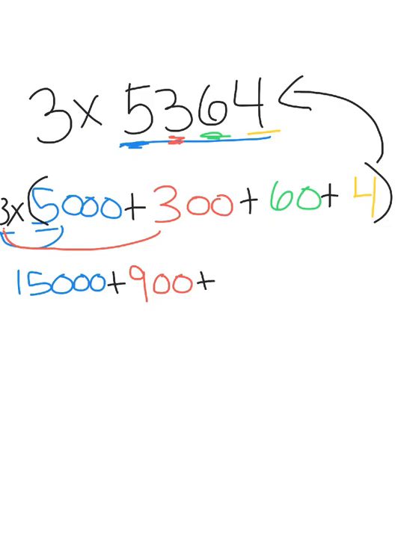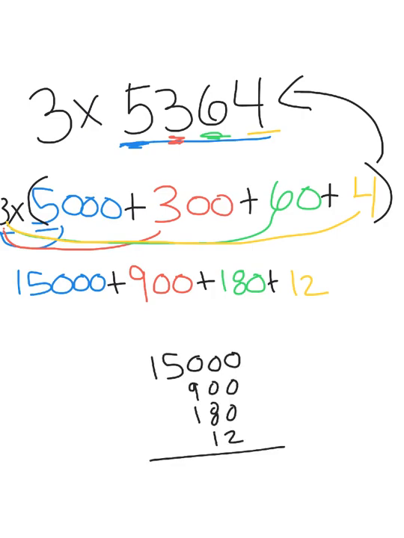Next we are going to do 3 times 60. And 3 times 6 is 18. Don't forget the 0. Lastly, we have 3 times 4, which is 12. These are your partial products. Now, the last step is that you have to add them up. And when you do, make sure that you line up the place values.